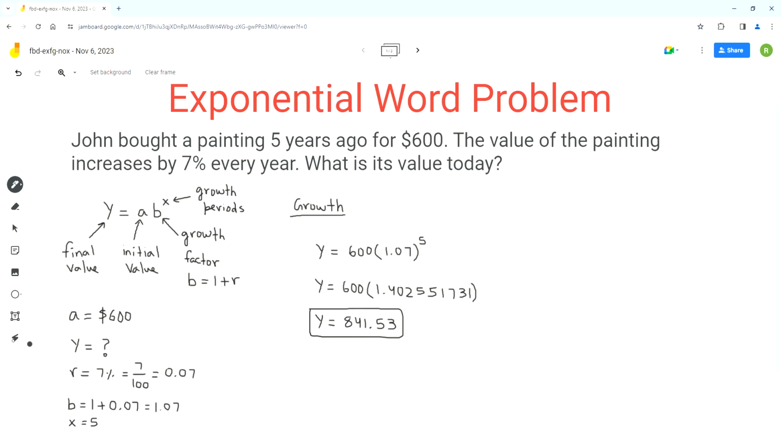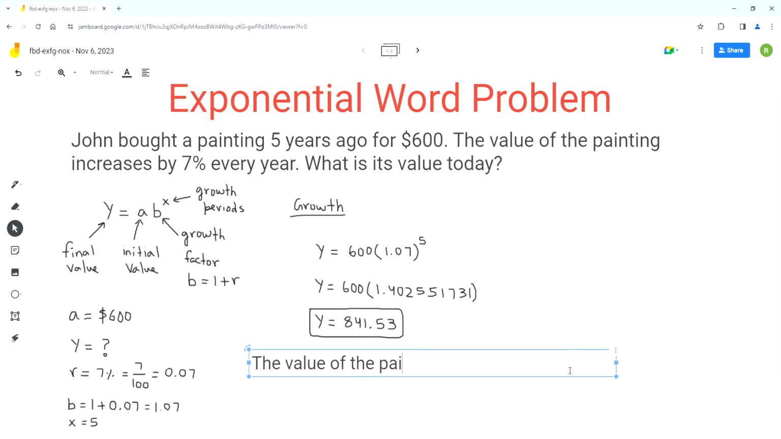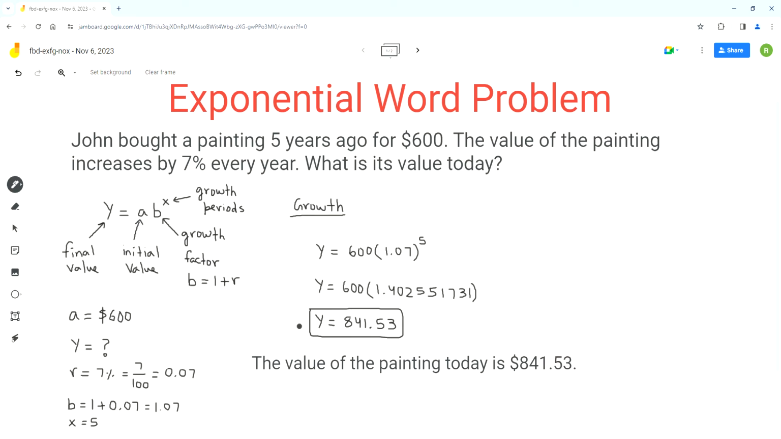And now we can write a closing statement to summarize our answer. So the value of the painting today is $841.53.